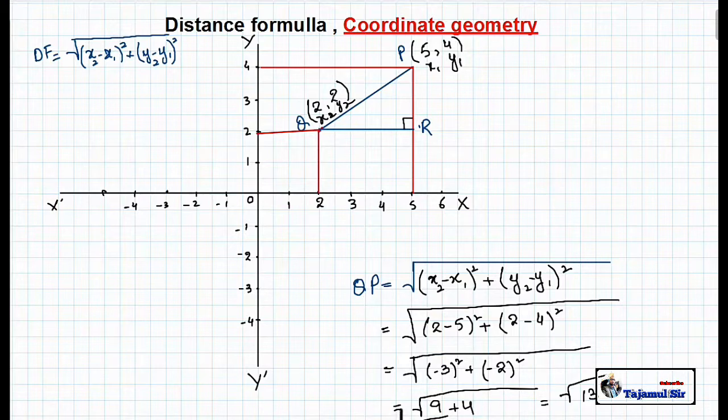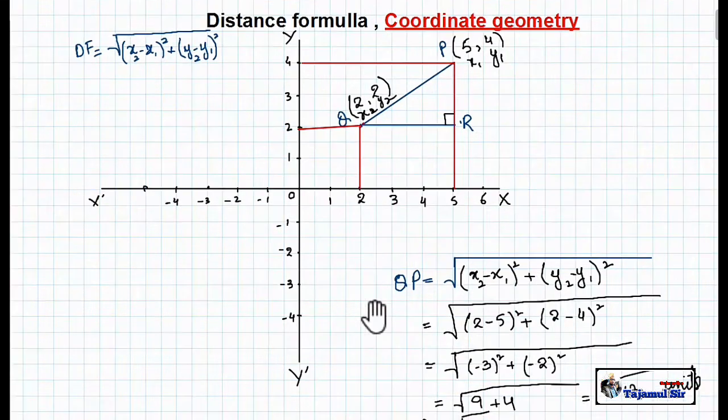Here we find out the distance between the 2 points Q and P, that is equal to under root 13. Under root 13 centimeter, meter or units? We can say units, because we don't know the unit here. So this was our distance formula, which you may have understood.